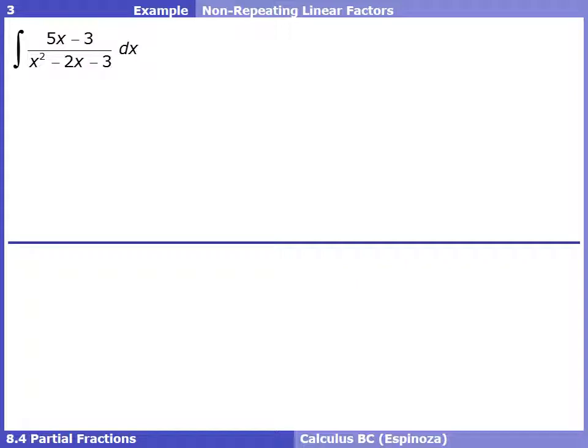Okay, here we have another example of a non-repeating linear factor, but presented a little bit different. You'll notice in the last couple examples, it was pretty easy to see that there were two things being multiplied in the bottom. But in this particular problem, they're not starting us off that way. So what you need to realize is if you can factor the bottom, of course you should always attempt to do that.